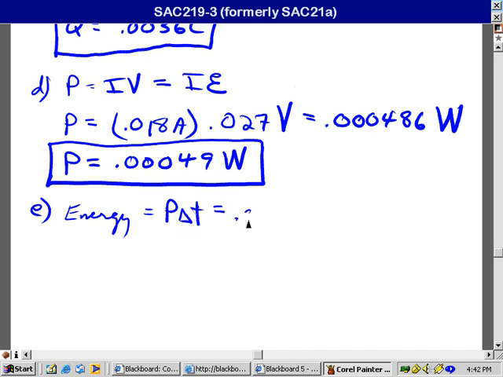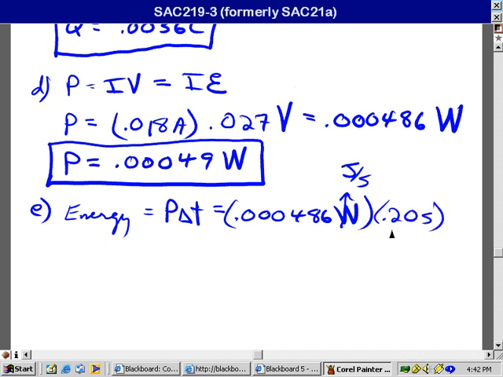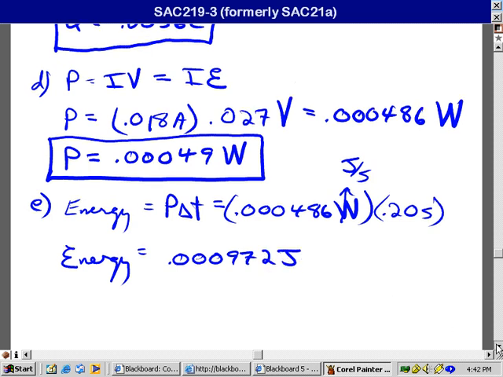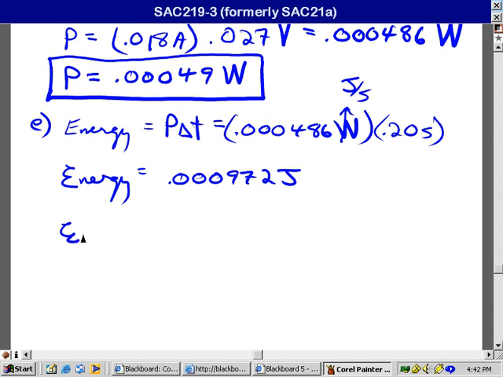That'll be the 0.000, I'll use the original value there and we'll round later, 486 watts, or remember that's a joule per second. A watt is a joule per second, times the 0.20 seconds. So of course the seconds cancel out. I guess you just get energy in joules, and I get 0.000972 joules, or to 2 sig figs 0.0097.